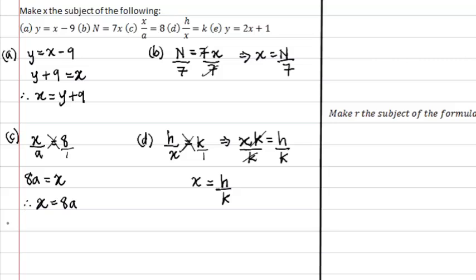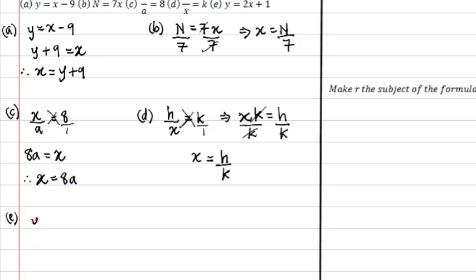So lastly we have y equals 2x plus 1, and we want to make x the subject of the formula. So we're going to move this number to the other side, that is y minus 1 equals 2x. But now this 2 is still with this x, we need to remove this 2, so we need to divide both sides by 2 to remove this 2.